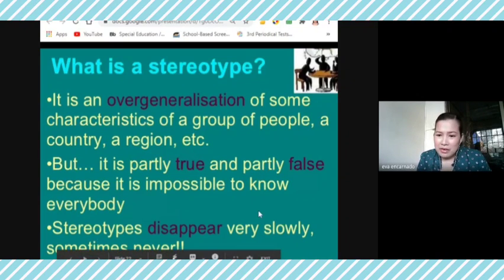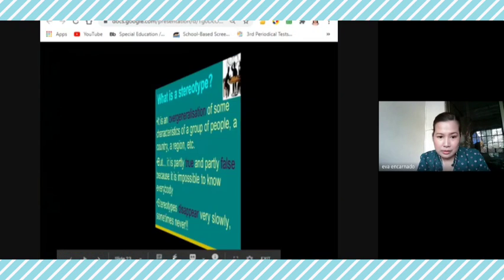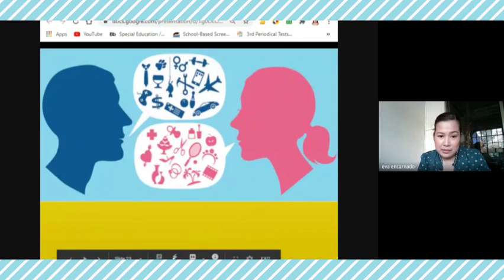Stereotypes disappear very slowly, sometimes never. Okay, katulad nung pagle-label na yung babae sa bahay lang, yung lalaki dapat nagwo-work, di ba? Sometimes ngayon, ang mother, ang girl, siya yung nagwo-work, and then yung father, siya yung nag-stay sa bahay, di ba? Yes, stereotypes can be positive or negative.